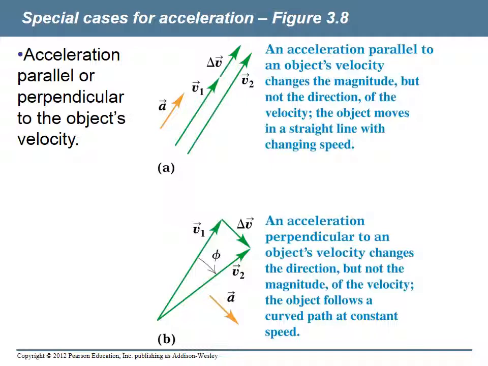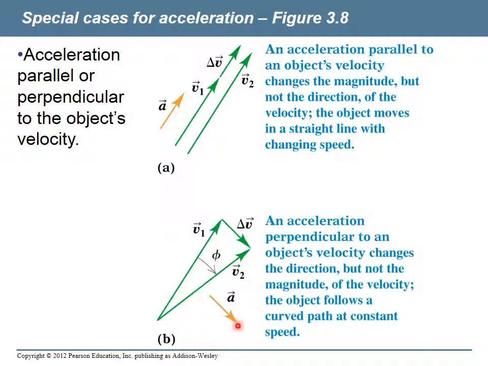So if we have an acceleration that's perpendicular to the velocity vector. Here's our velocity vector v1. We have an acceleration perpendicular to it. It'll obviously cause a change in velocity, which is also perpendicular to it, because what we know from a couple slides ago is that the acceleration vector and the change in velocity vector have the same direction, right?